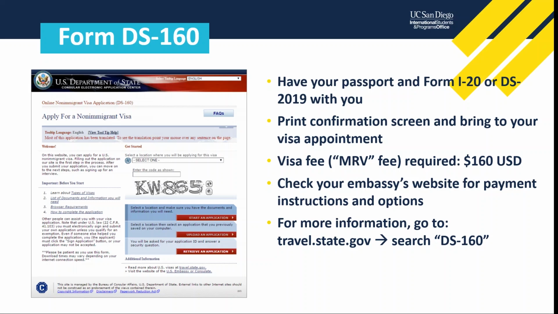Note there is a fee required for your visa interview, which is $160. Each embassy handles this visa fee differently. Some require payment in person, whereas some require it online before your appointment. Review your closest embassy's instructions so you are aware of when and how to pay this fee. All F1 or J1 visa applicants must pay the visa fee, even if you are renewing an expired F1 or J1 visa stamp.